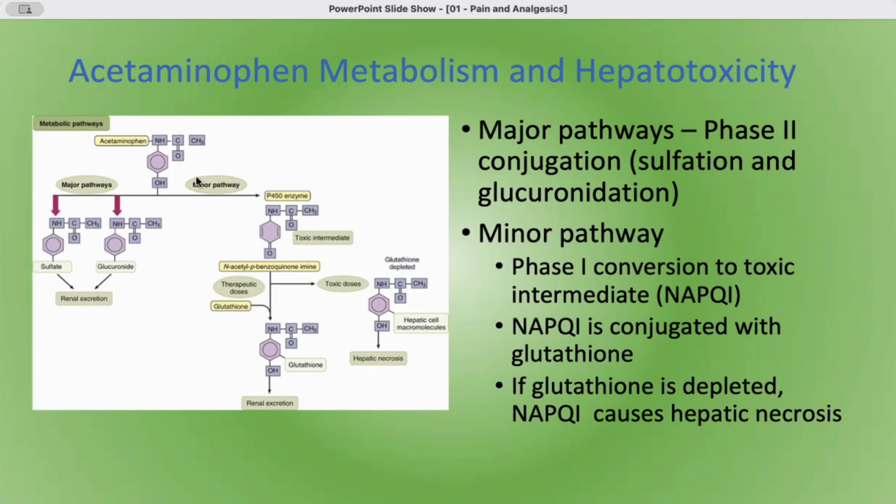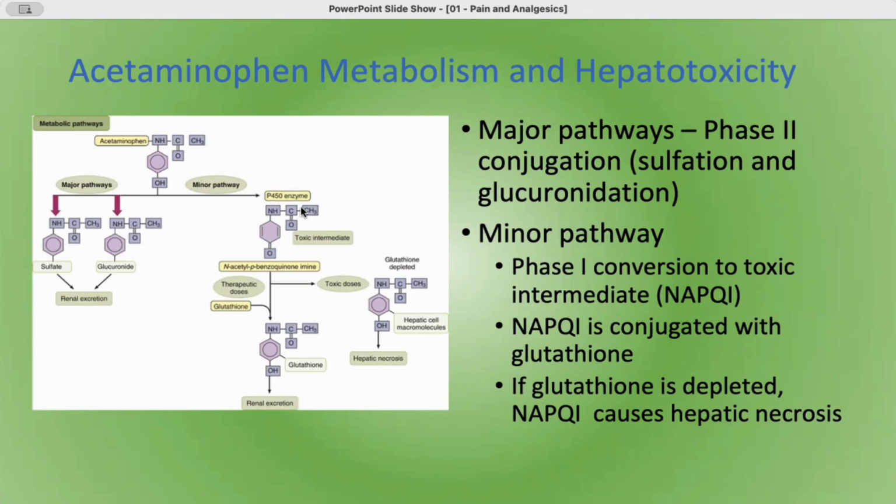However, there's also a minor pathway, which is a phase 1 P450-catalyzed pathway, where acetaminophen is oxidized to a toxic intermediate called NAPQI, N-acetyl-p-benzoquinone imine. Even this toxic intermediate can be cleared from the body, again without much incident, at normal therapeutic doses if you have enough of a chemical called glutathione in your liver.